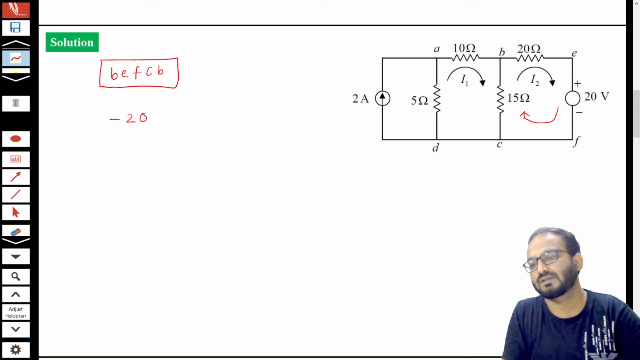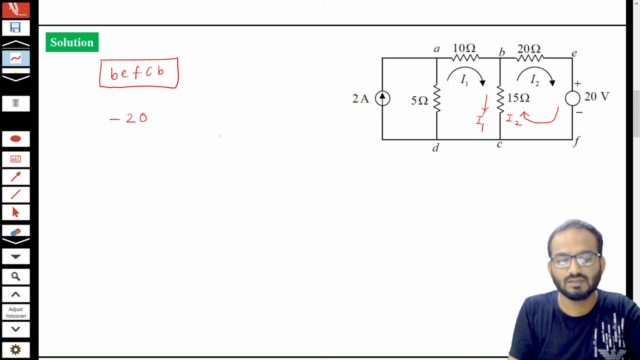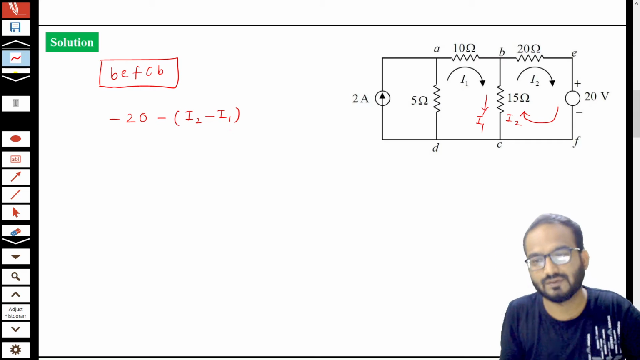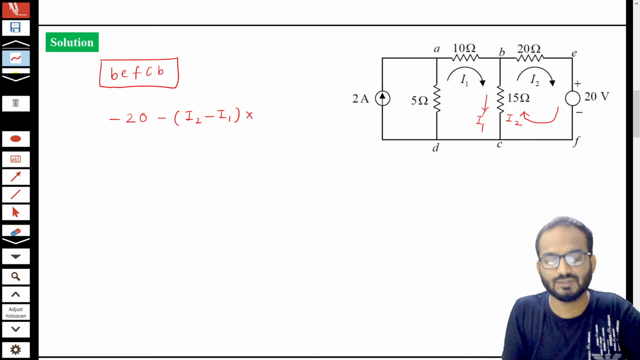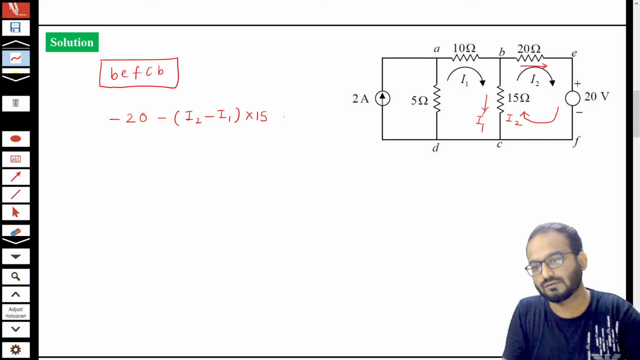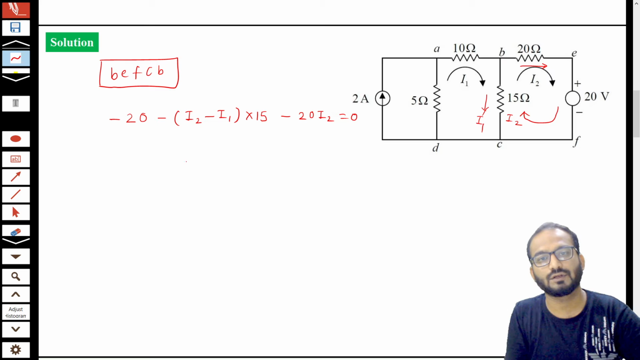Here two currents are involved. I2 is going, and along this I1 is coming. So the total current will be I2 minus I1. The drop is negative, and the current is I2 minus I1 because the directions of I1 and I2 are different. The resistance is 15, so that is 15, and here only one current, I2, is involved. We are going in the direction of current, so this is also negative. So minus 20 I2 equals 0 according to Kirchhoff's voltage law.